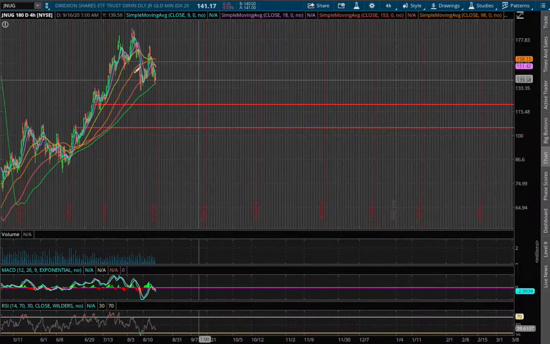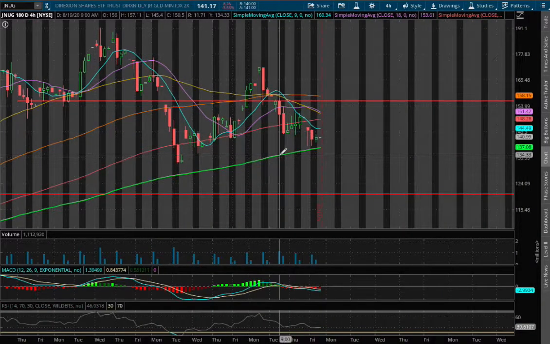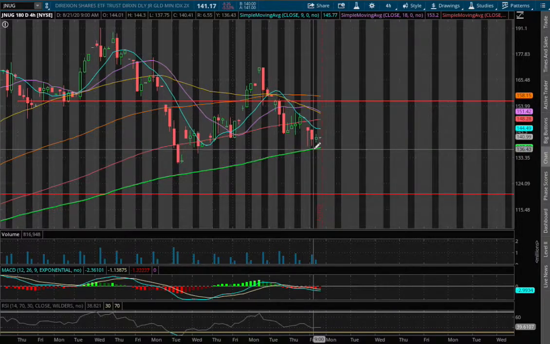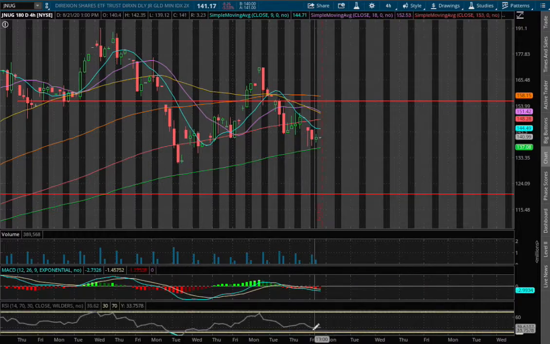As for the 4 hour chart, we are starting to approach the 200 moving average. We have not quite reached that level yet, so there is a good chance that we may hit that level, and that is around a price of $136. We have now approached negative MACD, and we have not reached oversold RSI.